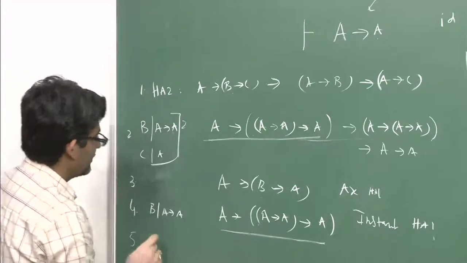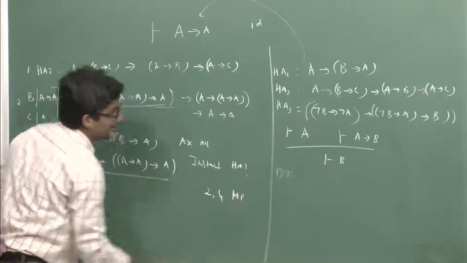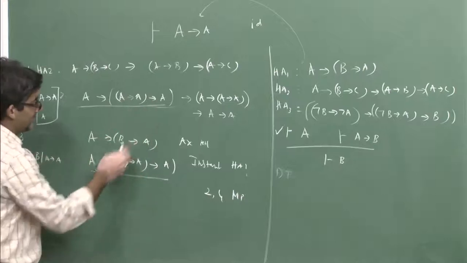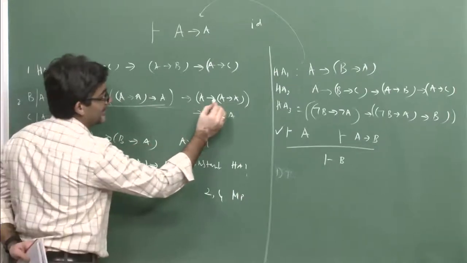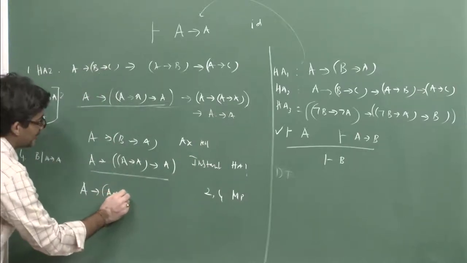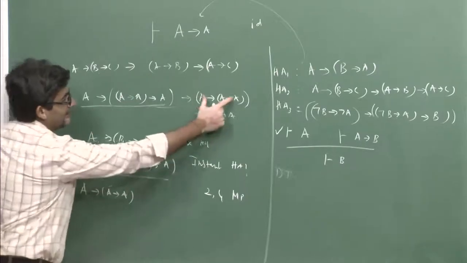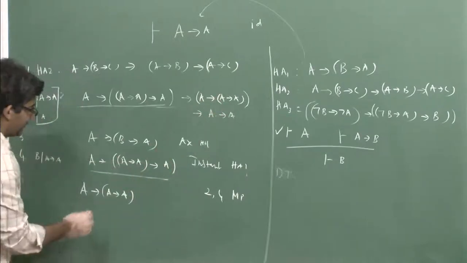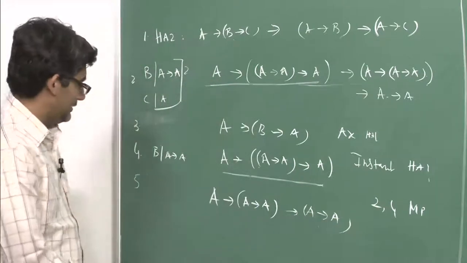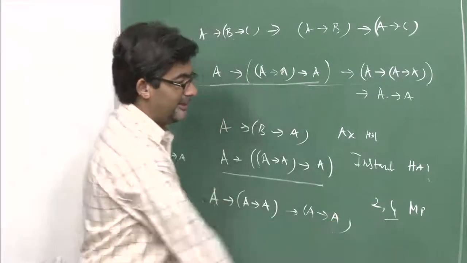So now these two, 2 and 4, you have to write the justification here: modus ponens. That means you use this particular rule, then this gets detached, and then whatever remains is this one, A implies A implies A. This part goes away, it gets detached, and whatever remains is this portion, whatever is there afterwards, implies A implies A. So how did we get this one? By applying modus ponens on 2 and 4.